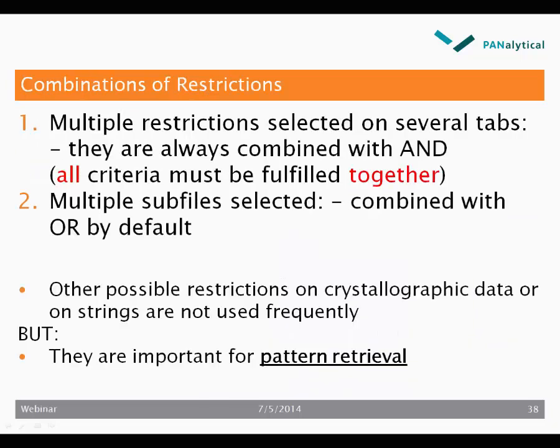When you select multiple restrictions on several tabs, then they are always combined with AND. So all different criteria must be fulfilled together. Only when you select multiple subfiles, then they are combined with OR by default. Other possible restrictions are on crystallographic data or on text fields, but they are not used frequently. On the other hand, these are very important for pattern retrieval.